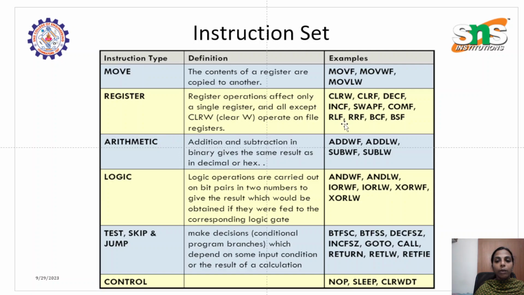If we see arithmetic, 4 instructions are there. For control instructions, 3 instructions are there. That is, one is the no operation instruction, one is the sleep instruction, and another one is the clear watchdog timer instruction. So we have all these instructions included under 6 instruction sets.